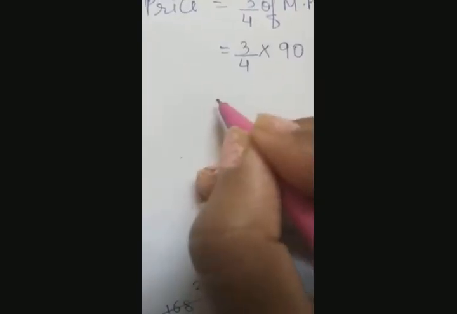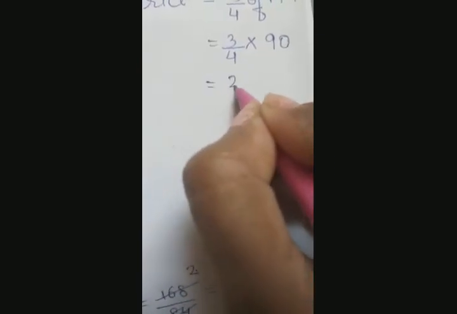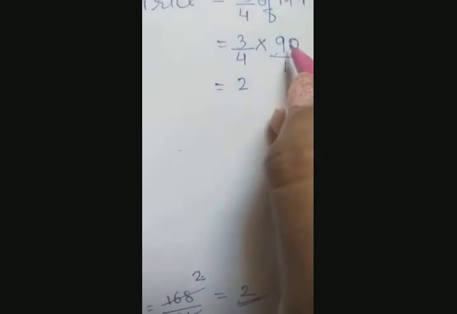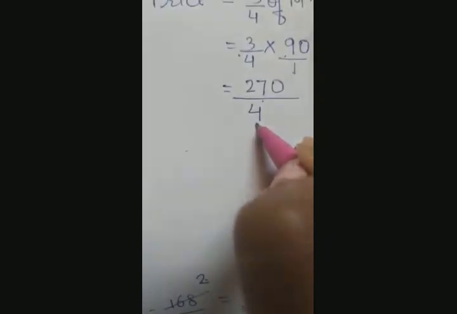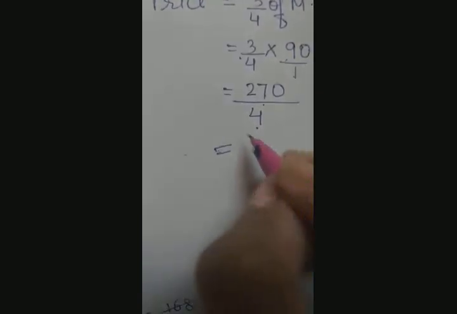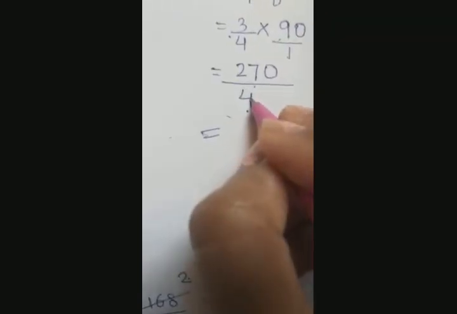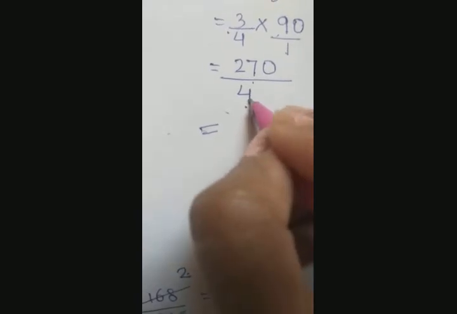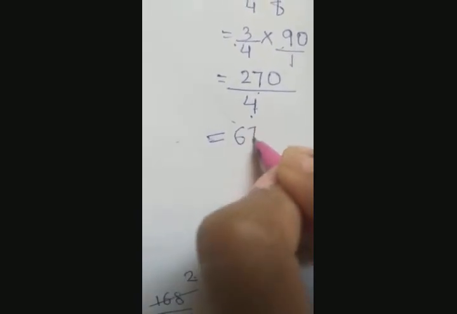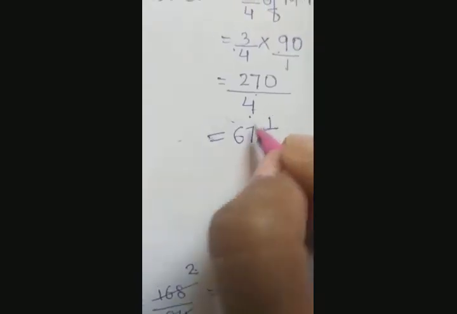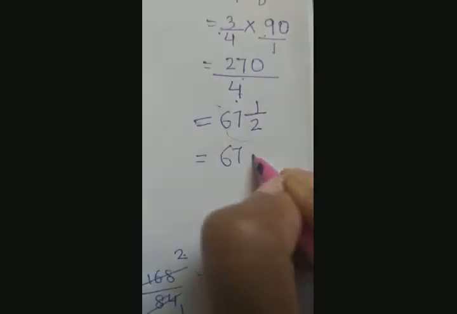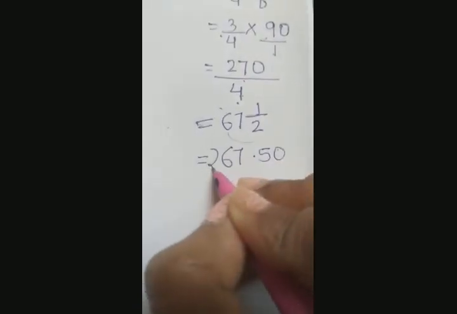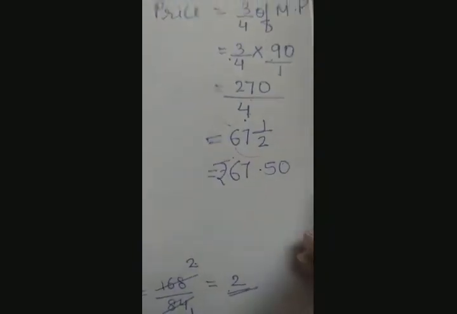Okay. Then numerator to numerator, denominator to denominator. No cancellation is possible. So 270 by 4. Like 3 into 90, 270 by 4. Now convert into mixed fraction, because it is an improper fraction. 270 by 4, denominator is lesser than the numerator. So 67 1 by 2. So 1 by 2 means what? Half. 50 rupees, 50 paise. So I'll write rupees 67.50 paise.